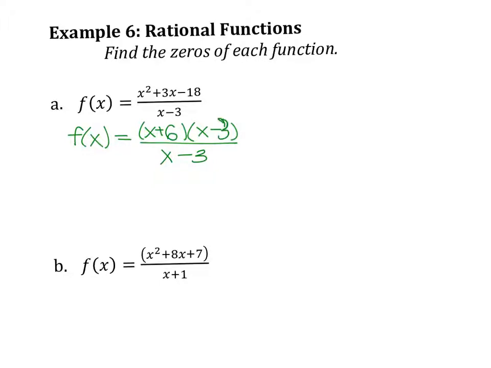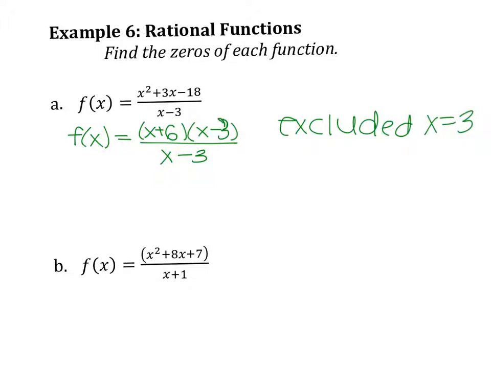When we were determining excluded values, we needed to determine the excluded values before we cancel anything. So here, an excluded value would be x equals a positive 3, because 3 being substituted in for this x here would make your denominator equal to 0.